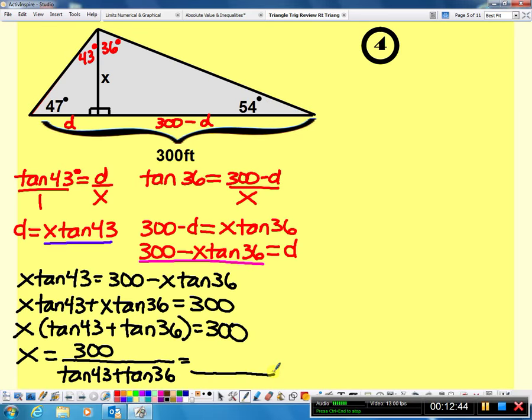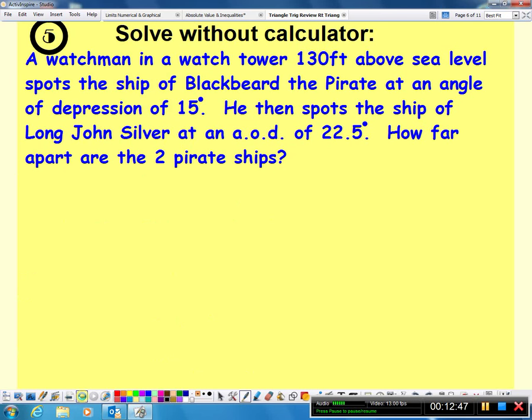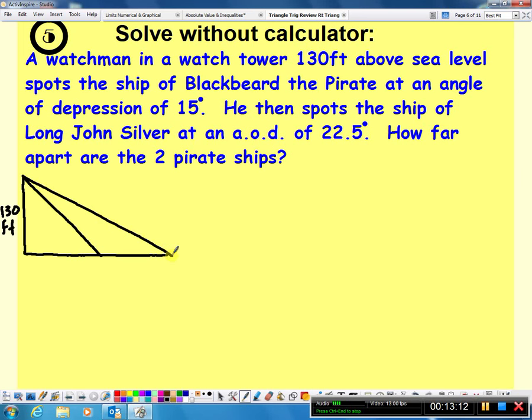Oh, we're going to solve without a calculator. So let's see. A watchman in a watchtower 130 feet above sea level spots the ship of Blackbeard the pirate and of Long John Silver. Okay, so I know that the watchtower is 130 feet and that we've got two ships out to sea. And so let's see here. I've got angles of depression of 15 degrees and 22.5 degrees. Here's what I know.